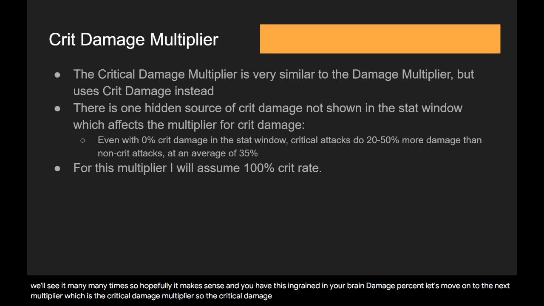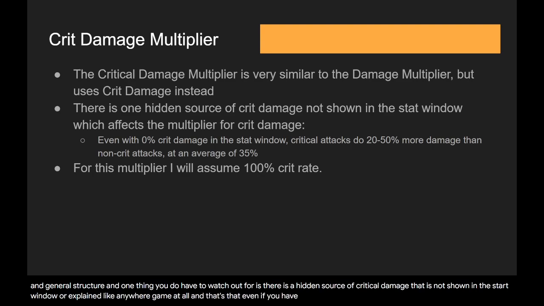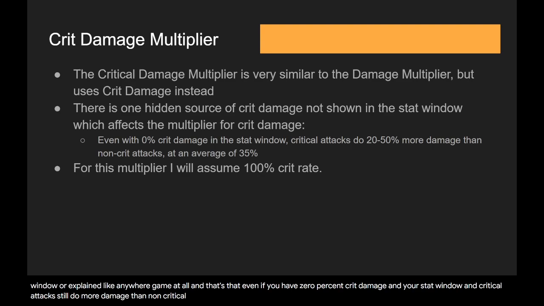So the critical damage multiplier is very similar to the damage multiplier, both in name and general structure. One thing you do have to watch out for is there is a hidden source of critical damage that is not shown in the stat window or explained anywhere in game at all. Even if you have 0% crit damage in your stat window, critical attacks still do more damage than non-critical attacks. Specifically, they do between 20 and 50% more damage than non-crit attacks.